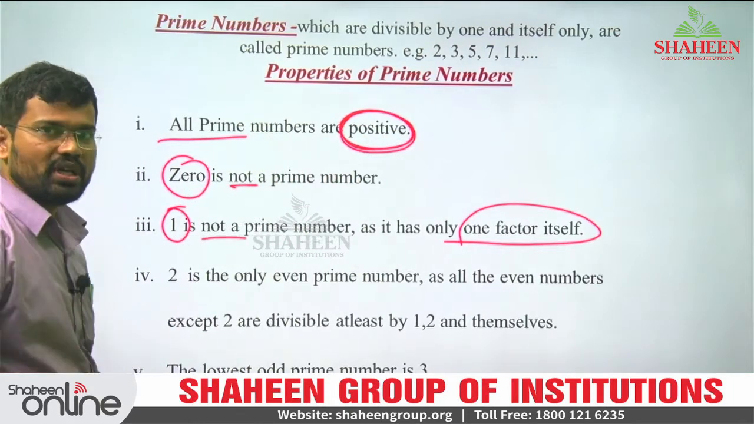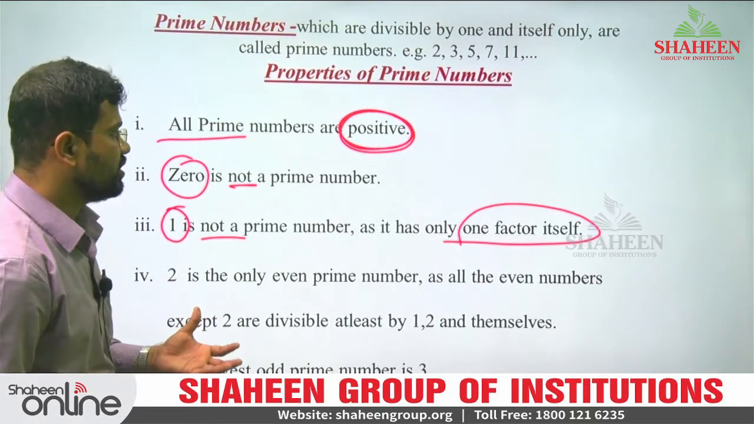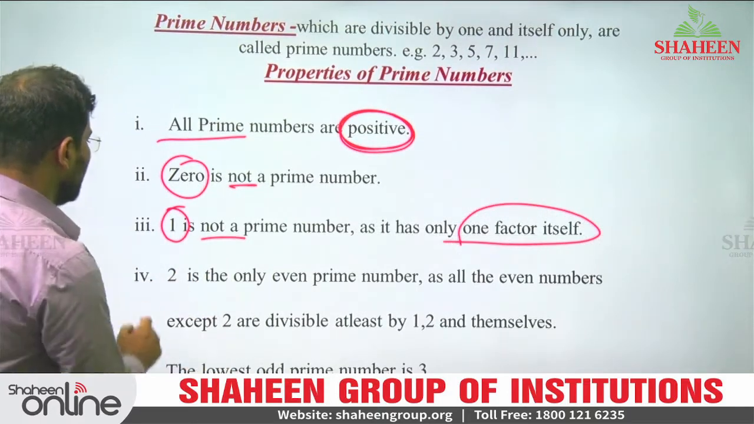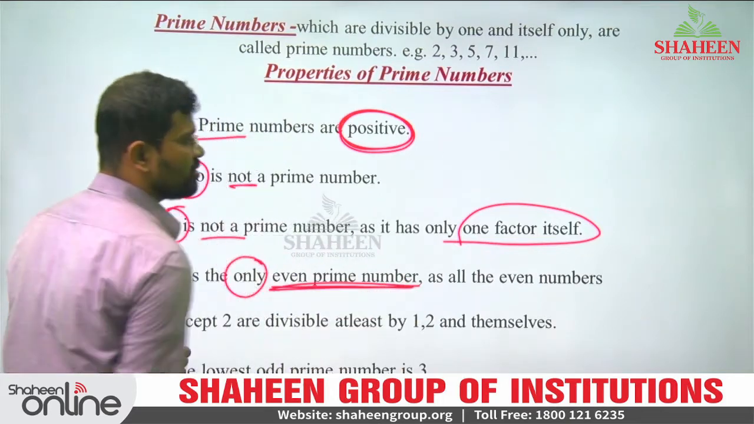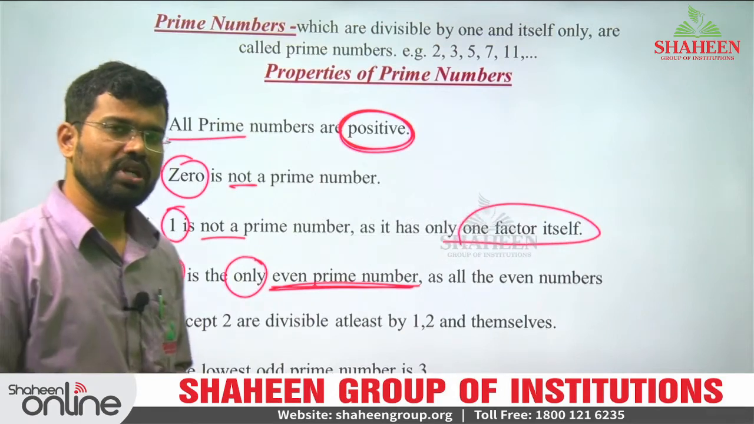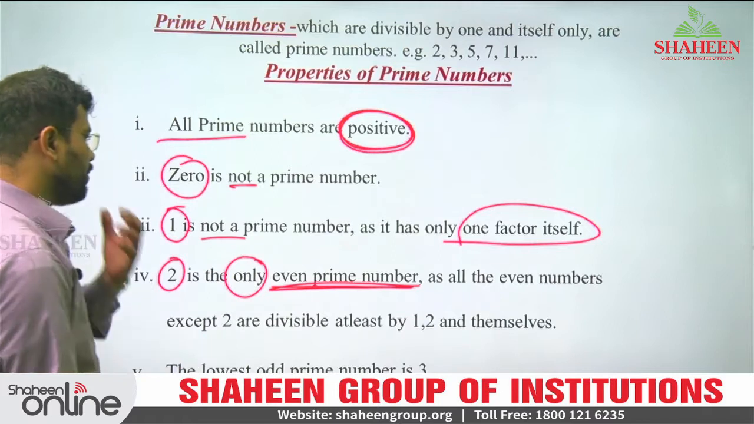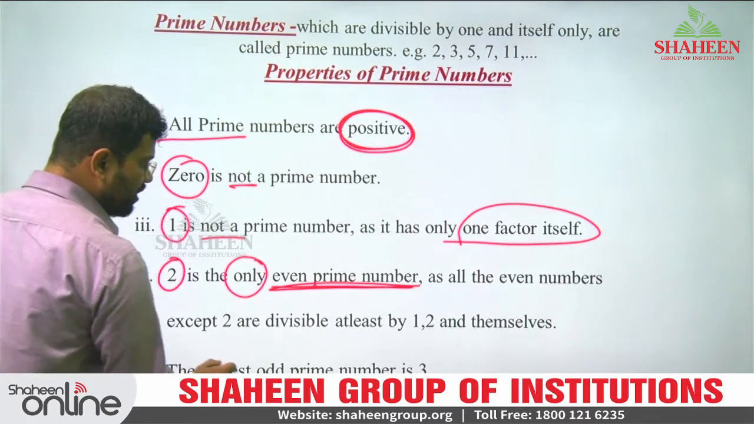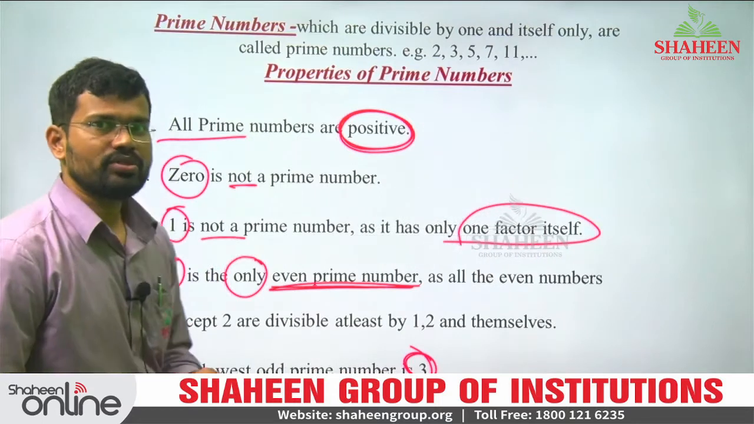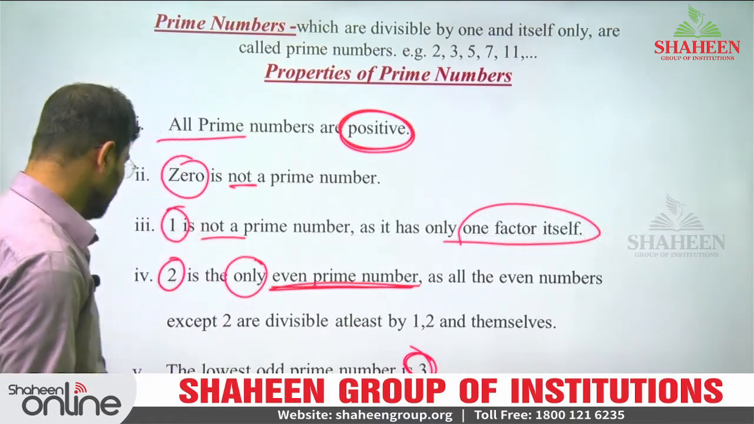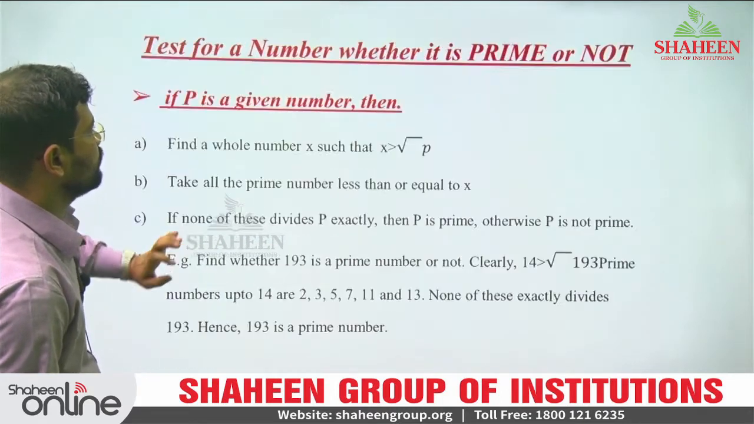All prime numbers are positive. 0 is not a prime number. 1 is not a prime number because it has only one factor. And 2 is the only even prime number. If 2 is the only even prime number, the remaining prime numbers are odd, and the lowest odd prime number is 3. These are some of the basic properties of prime numbers which we need to remember. So we'll move on.